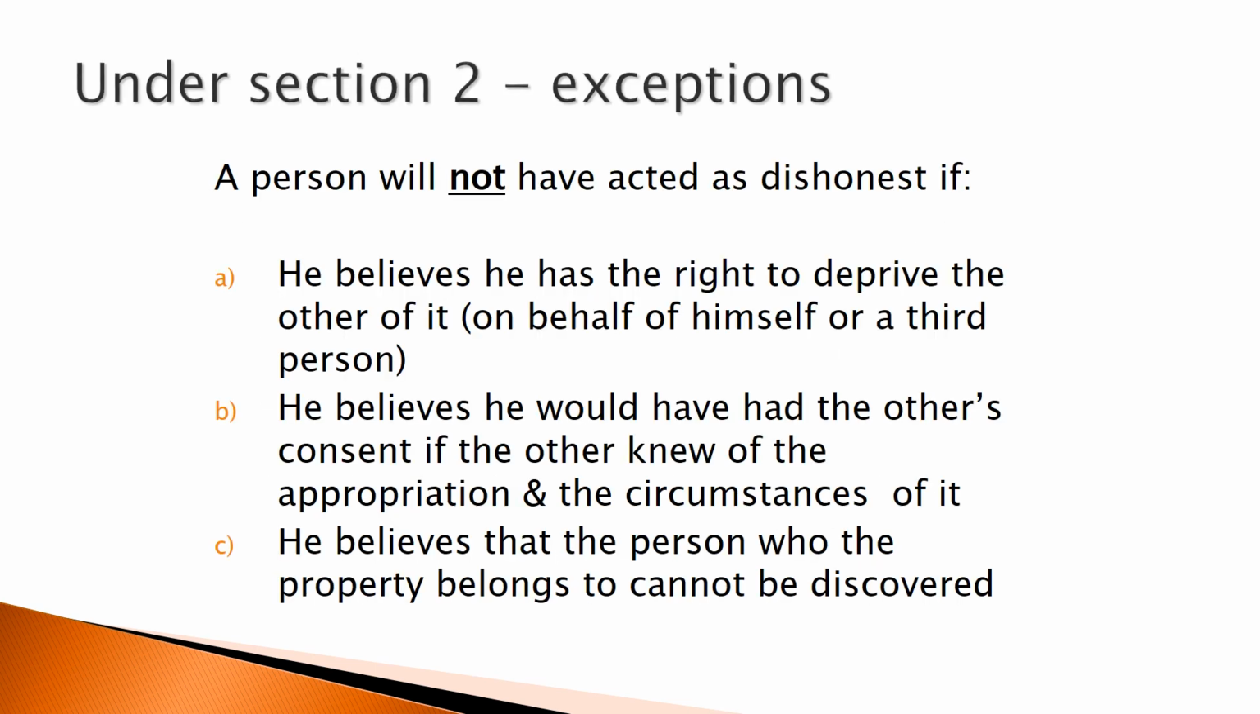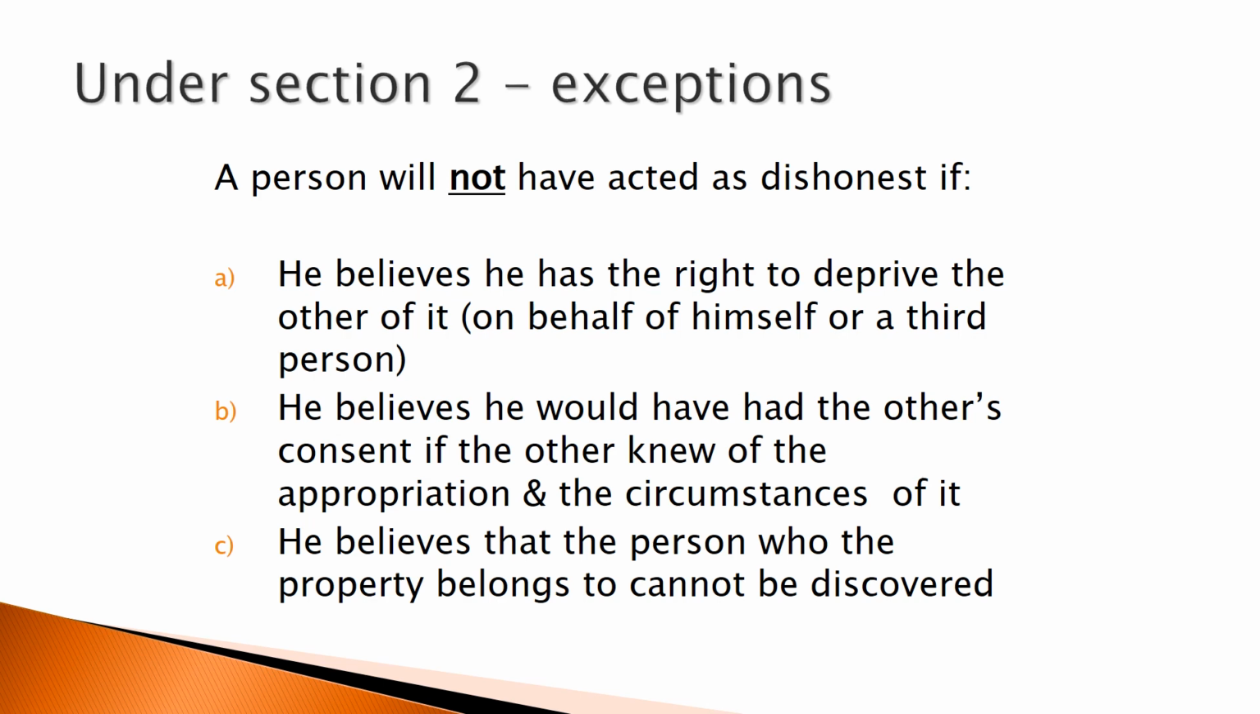Section 2 of the Theft Act 1968 kicks in, is where a defendant may almost be able to raise a defence to being dishonest. There may be a reason that they can use to say that they haven't acted dishonestly, and there are 3 under Section 2. And these in the legislation are seen as Section 2(1)(a), (b) and (c). So firstly, 2(1)(a), they believe they have the right to deprive the other of it on behalf of themselves or a third person, or they believe they would have had the other's consent if they had known of the appropriation and the circumstances of it.